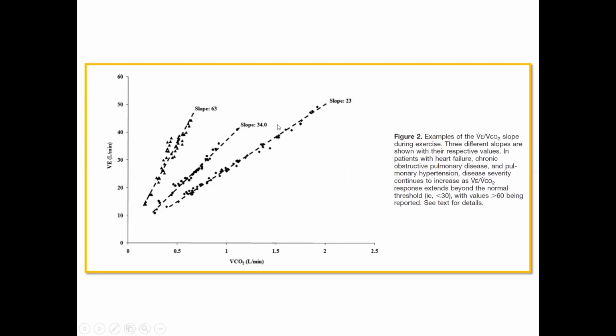34 is a cutoff. A VE-VCO2 of 34 in heart failure we use as a cutoff for a poor prognostic sign, independent of what your peak VO2 is.